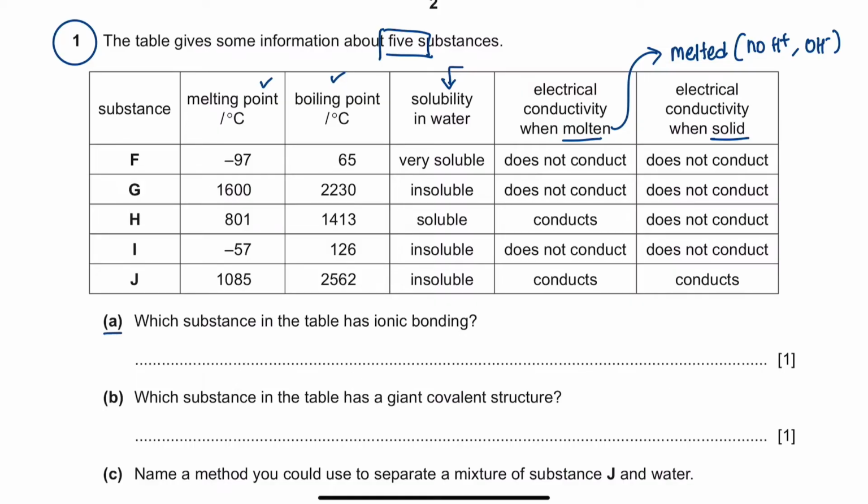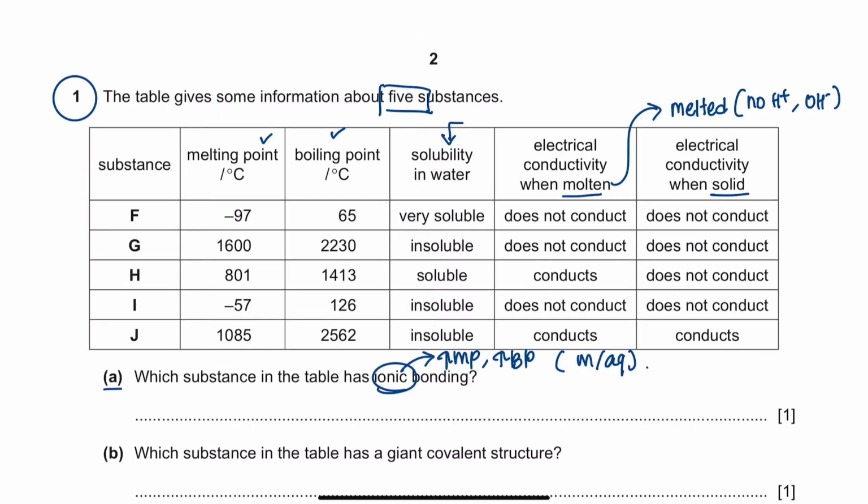Question A, which substance in the table has ionic bonding? Now, ionic bonding can be found in an ionic compound which has a high melting point and high boiling point. However, it only conducts electricity in molten or aqueous state. Now, if we compare all these 5 substances, we can see that G, H, and J have relatively high melting and boiling point. However, it says that only H conducts in molten and does not conduct in solid. So this would be our answer.